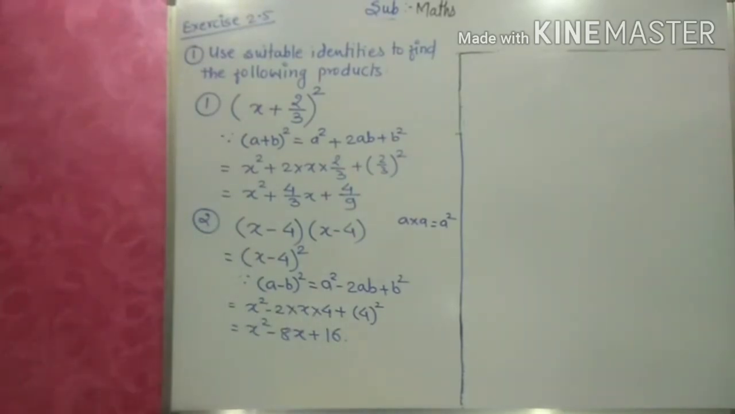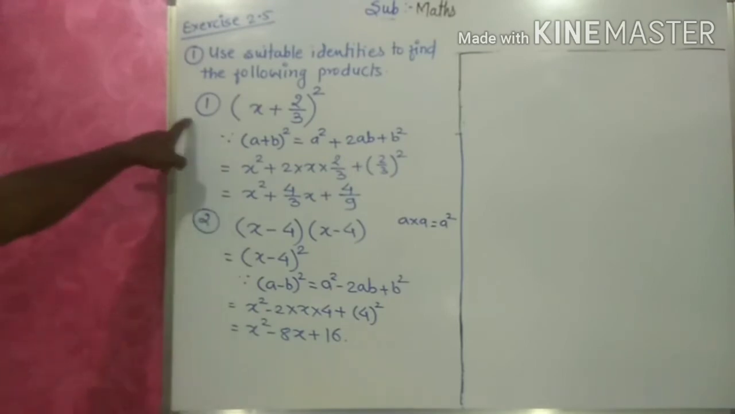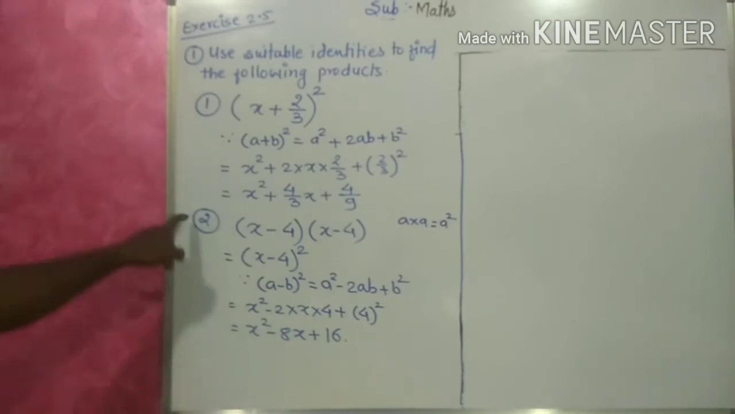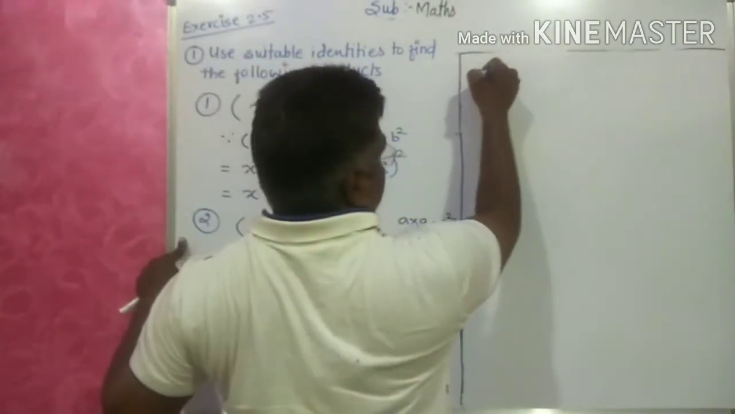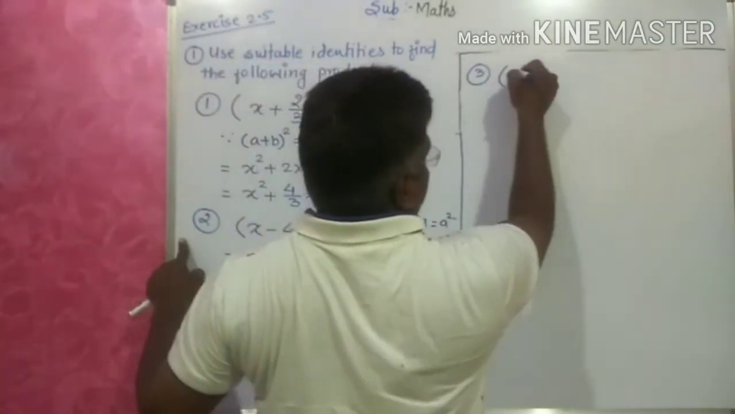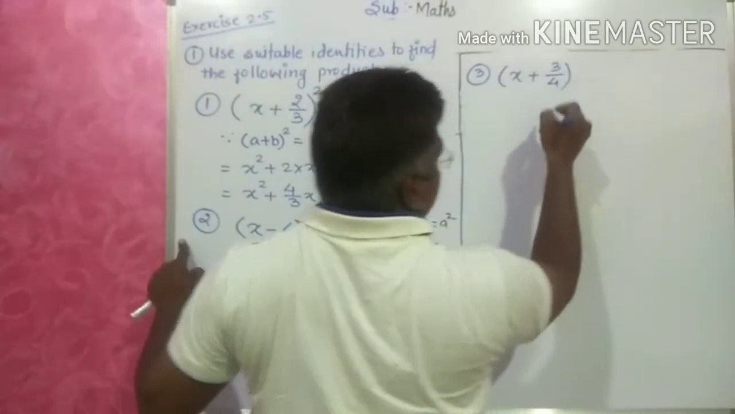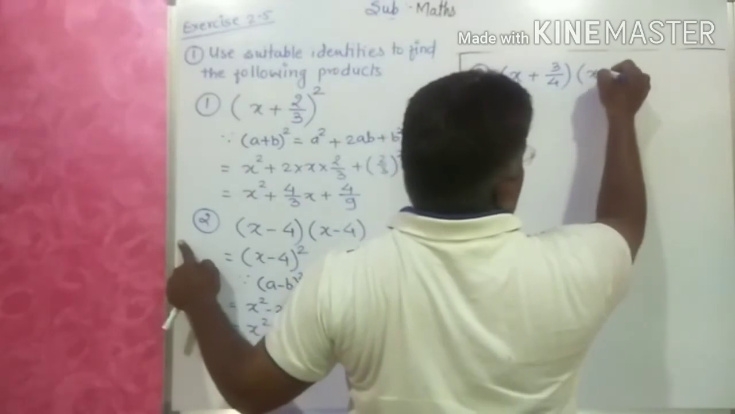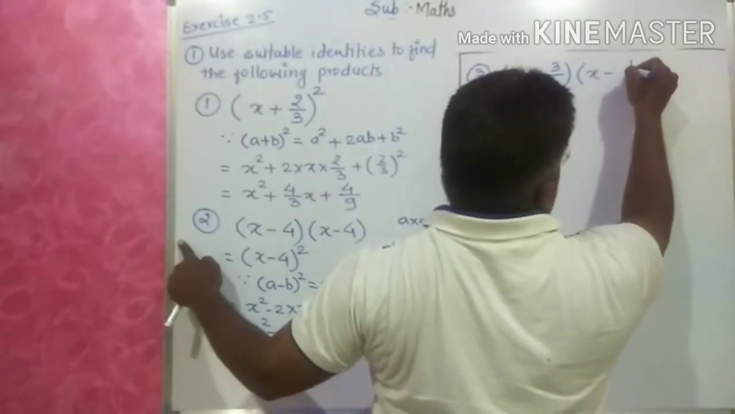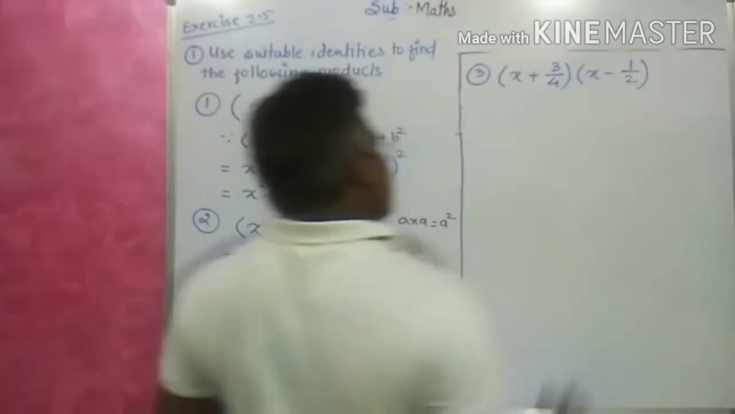Understood, students, how to solve? Hope you understand how to solve this. Okay? Now third example. (x plus 3 by 4) into (x minus 1 by 2).